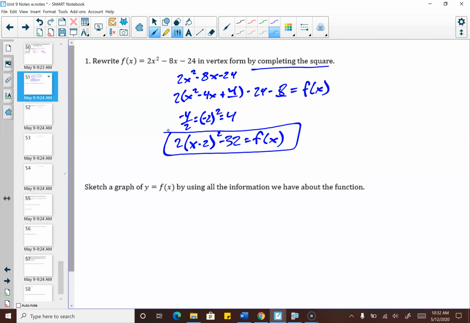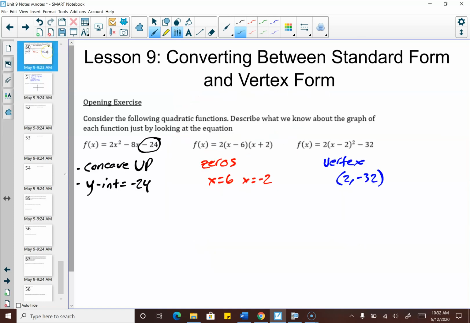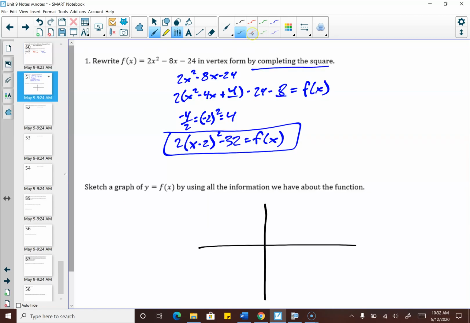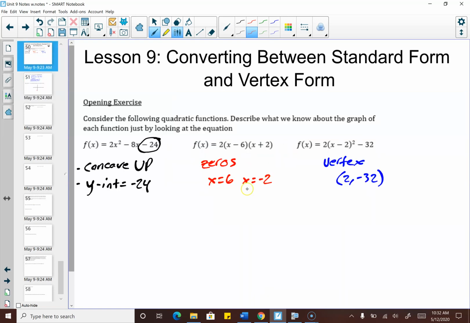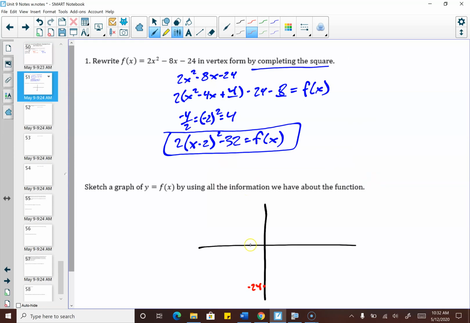Okay, so sketch a graph of f of x by using all the information we have about this function. So if we look, this is the same exact one from the opening exercise. So what did we know? We knew it was concave up, and we knew it had a y-intercept at negative 24. So we'll put the y-intercept down there at negative 24. We know it had zeros at 6 and negative 2. So negative 2 and at 6. Now remember, this is all estimation.